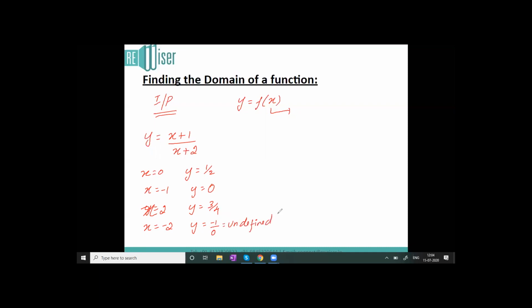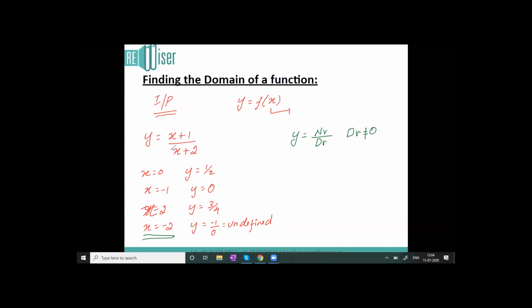So which means I'm giving some input, but I'm not getting any specific output. So at this point of time, we say this function is undefined when x is minus 2. Which means whenever your function is in the form of a fraction, in the form of numerator and denominator, the denominator should never be equal to 0. So that is the first restriction to find the domain of a function.